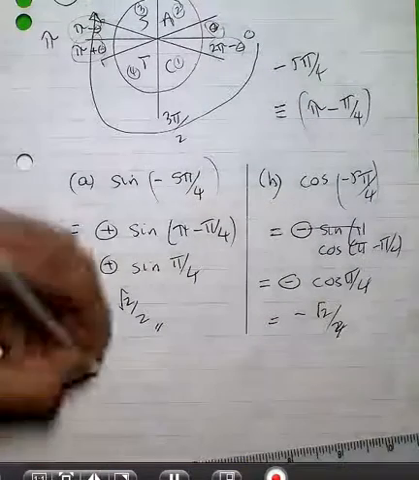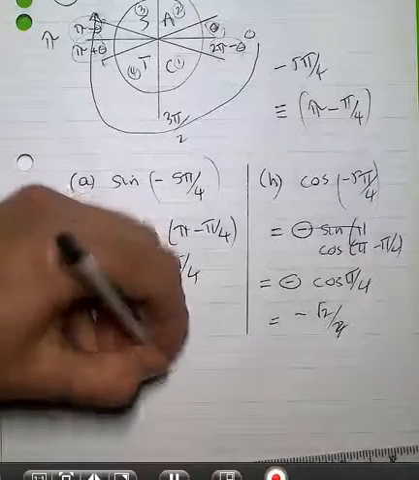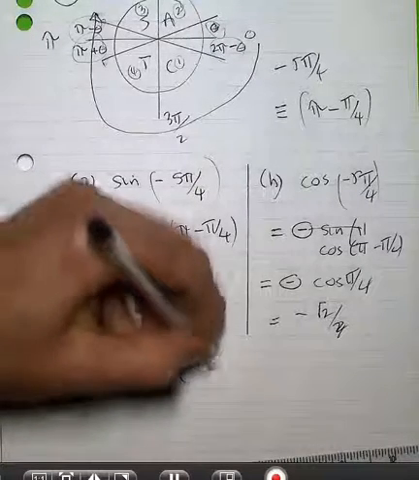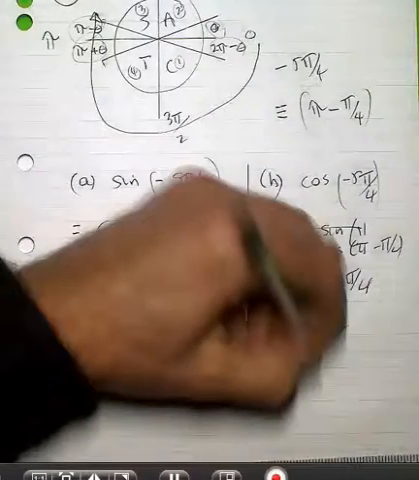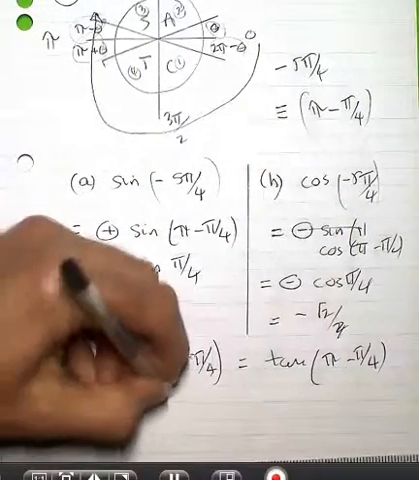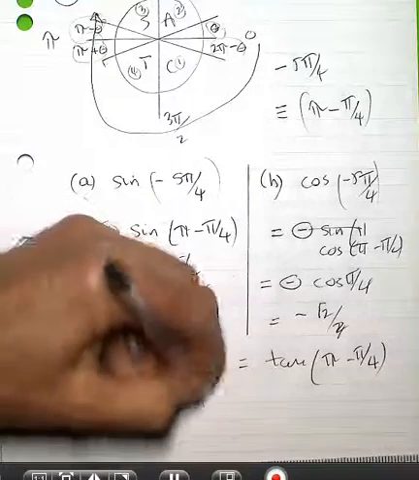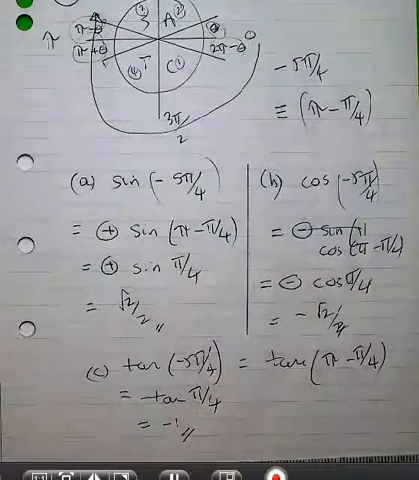When you're dealing with tan, the same principle applies. Tan of negative 5 pi on 4, as I've already demonstrated, is equal to tan of pi minus pi on 4, negative tan of pi on 4, which is negative 1 as your answer.